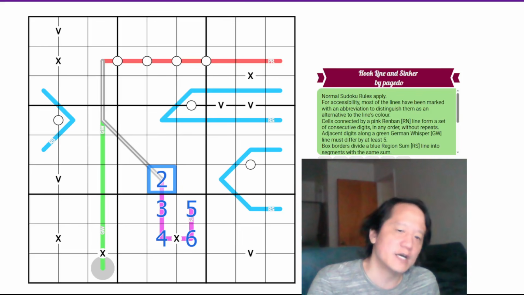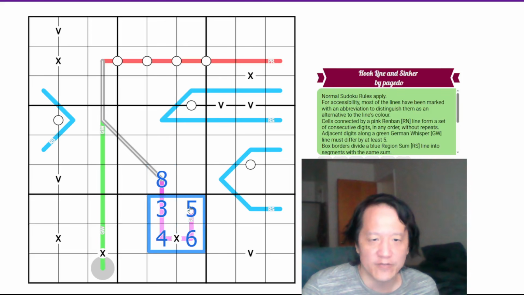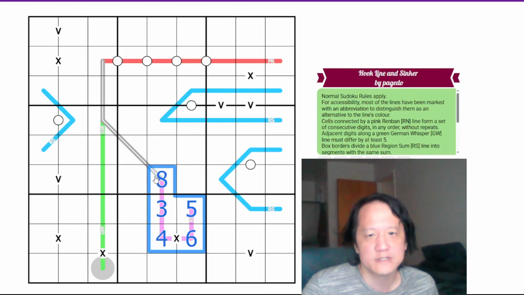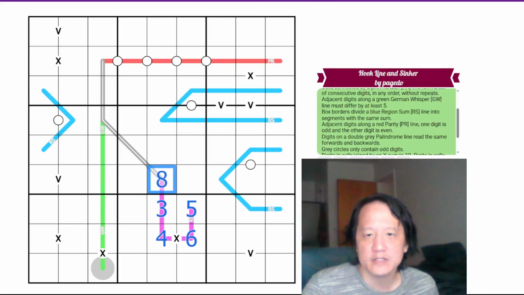What we could not have, though, is something like 8, 3, 4, 5, 6, or 8, 3, 4, 6, 5, however you want to designate that, because it does not form a set of consecutive digits in any order without repeats. There's a gap between the 6 and the 8. So that's an example of how red band lines work.